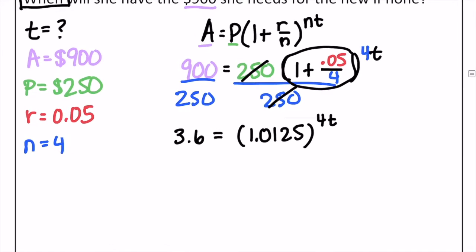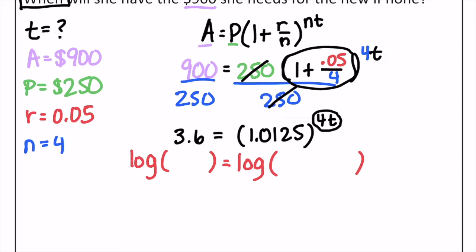From here, I have a single exponential on one side equal to a constant on the other. I'm going to take the common log of both sides. I could take the log base 1.0125, but I think that might freak some of you out, so I'm just going to do the common log of both sides. That's going to get this variable out.